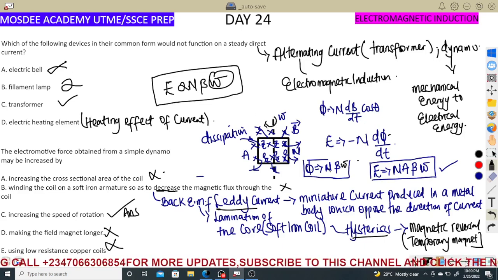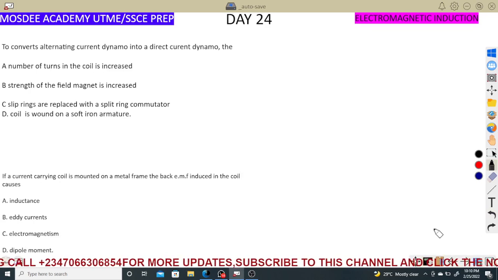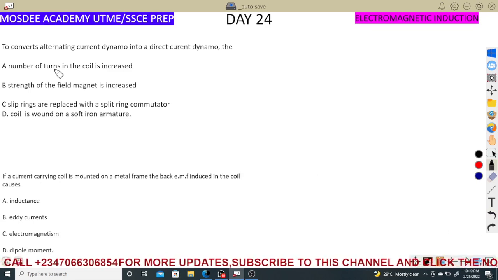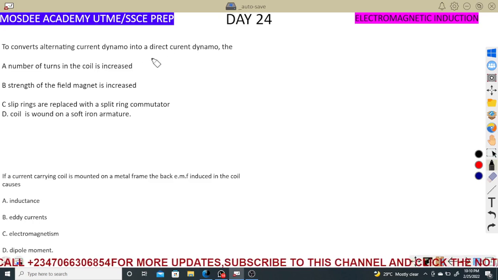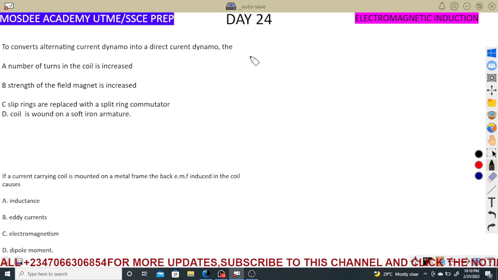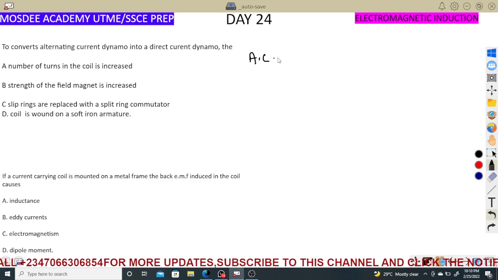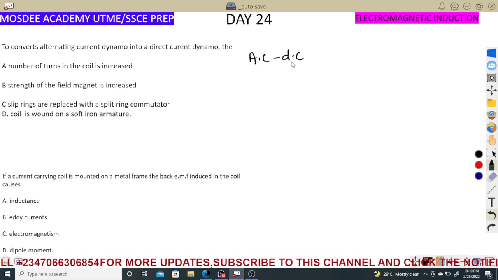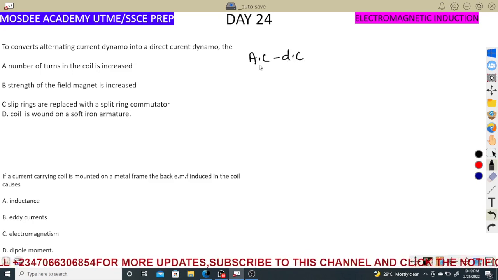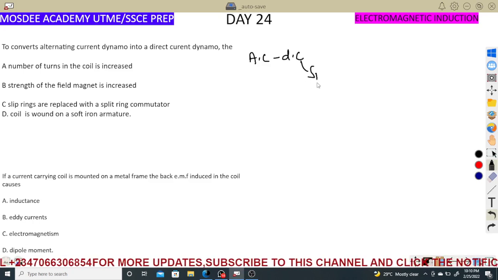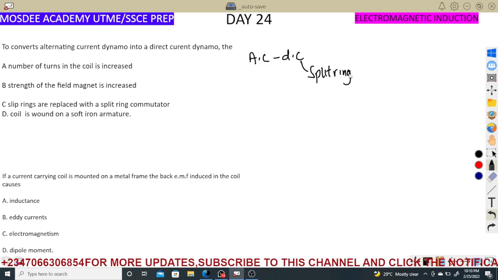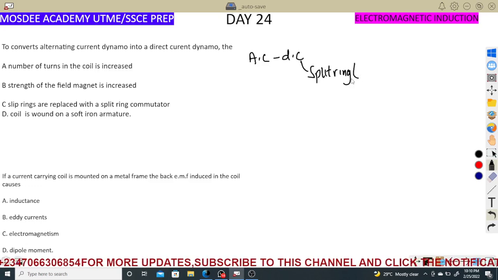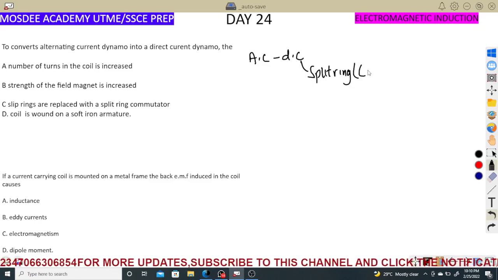The next question. Now, about the next question, we have to convert an alternating current dynamo into a direct current dynamo. The dash is done. This is a simple question. We want to convert alternating current to direct current. It's a simple thing. We said in a direct current dynamo, we use a split ring. Now, you can say split ring, which you call a commutator.